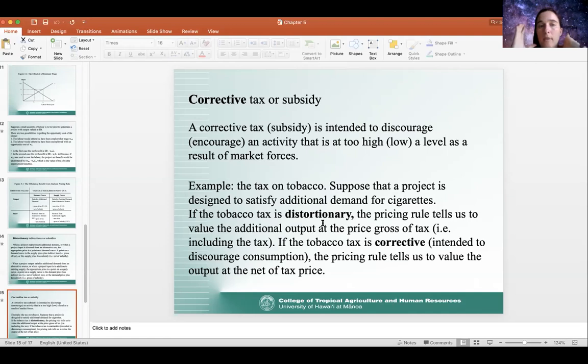Professor Cox, would this include corrective taxes for land use and just like the negative side effects of like fertilizer and non-point source pollution? Yes, it would include that.